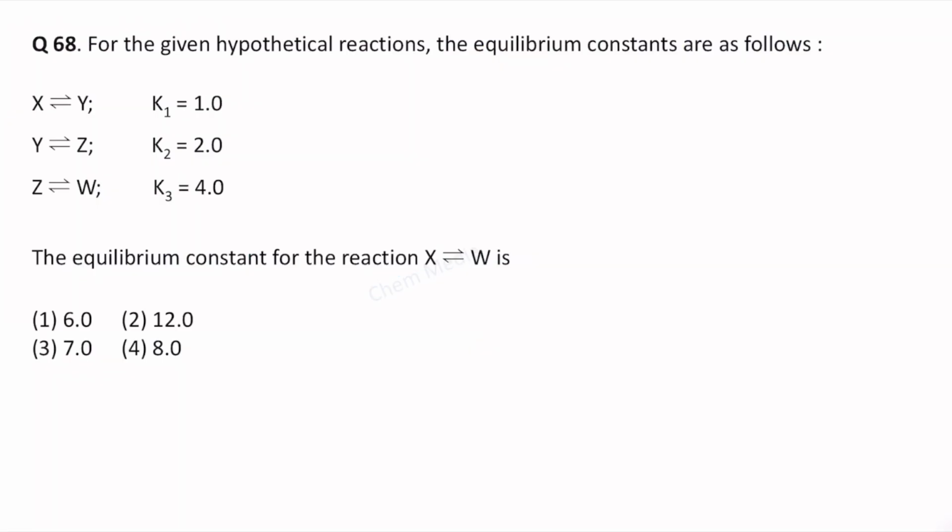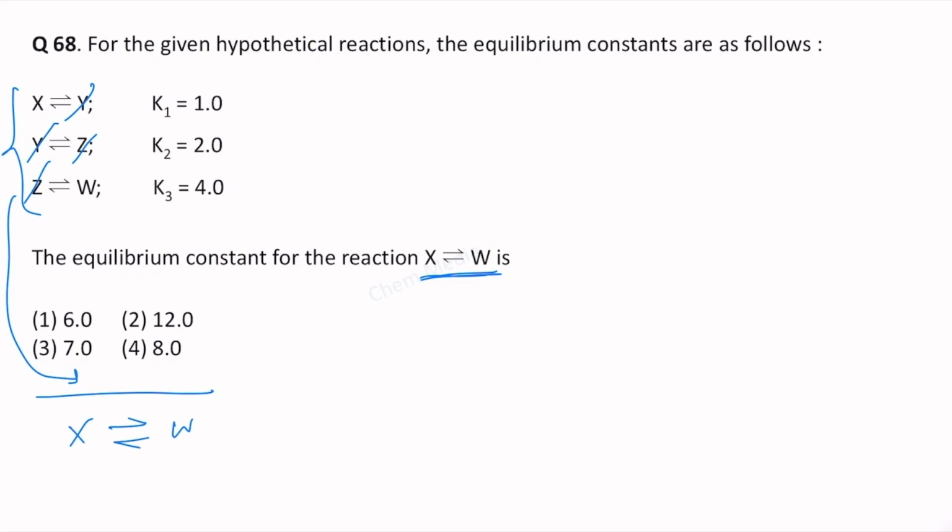For the given hypothetical reactions, the equilibrium constants are as follows. In that case, what is the equilibrium constant for the reaction between X and W? Basically, they are asking what is the equilibrium constant for the net reaction. This means that we can combine these three. When we combine these three, these will cancel, and what we are going to get is X and W.